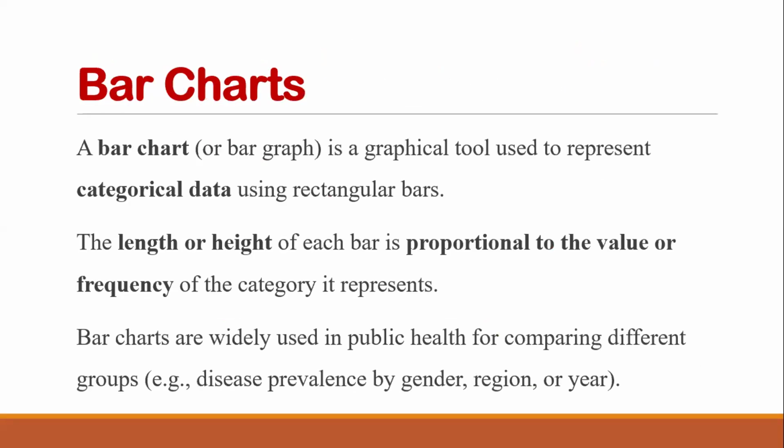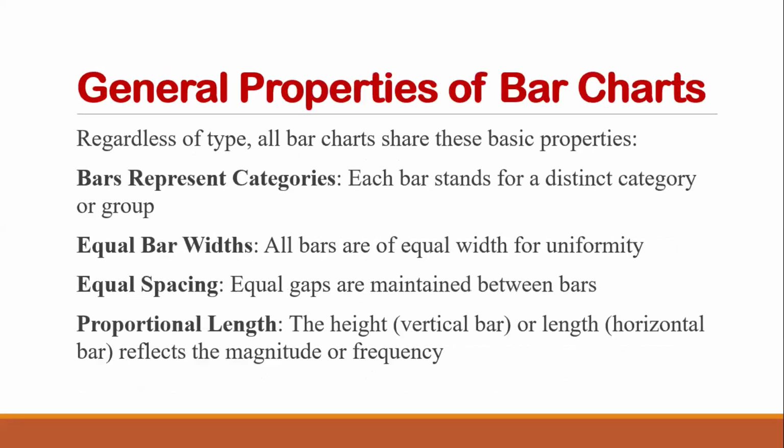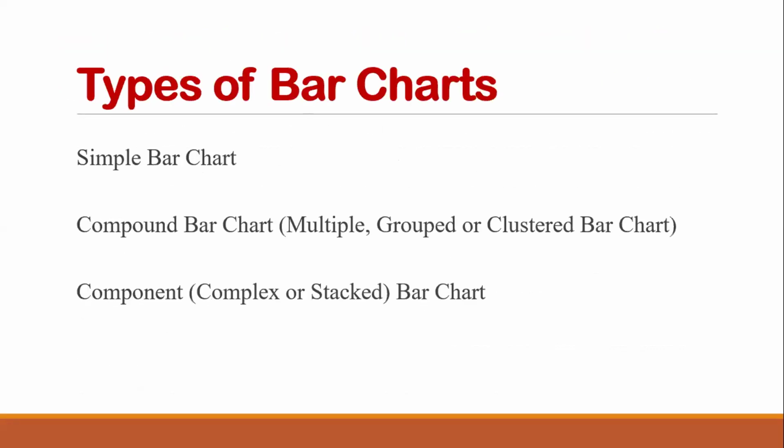And let's look at bar charts. Bar chart is a graphical tool used to represent categorical data using rectangular bars. So bar chart is done for categorical variables, not for continuous variables. When you read these properties, you see everything about bar charts.